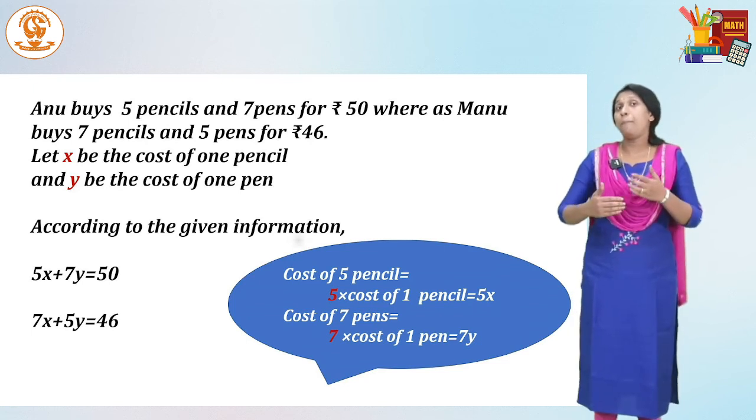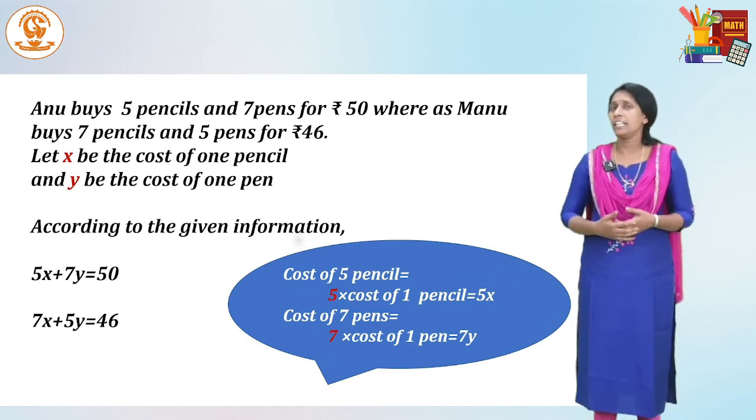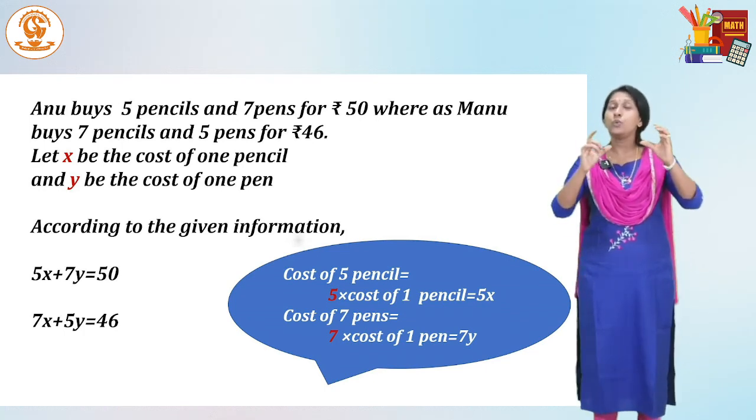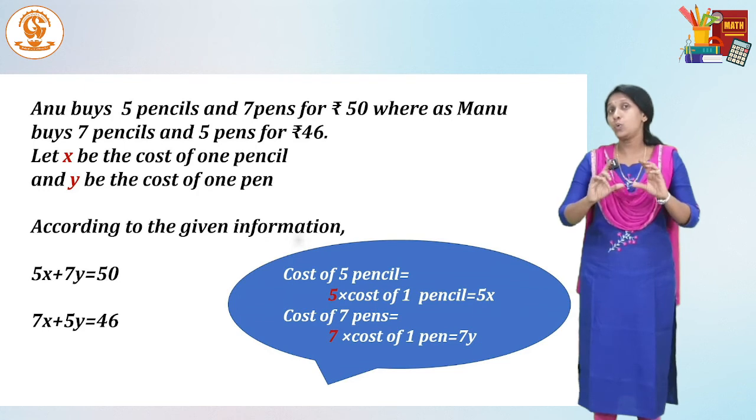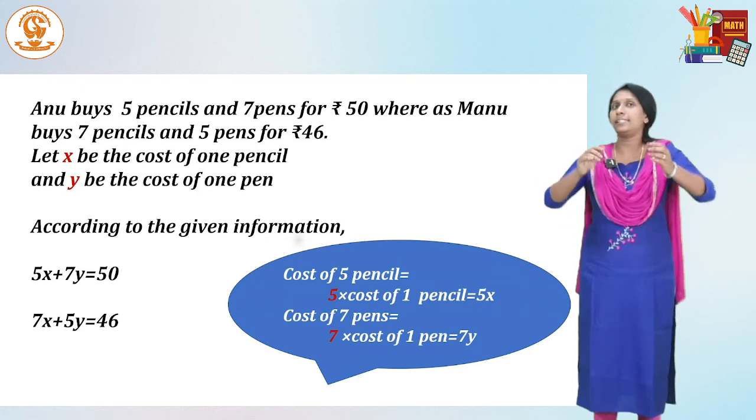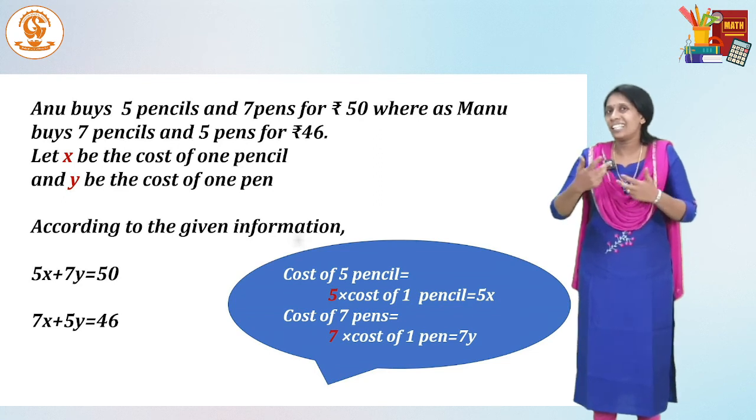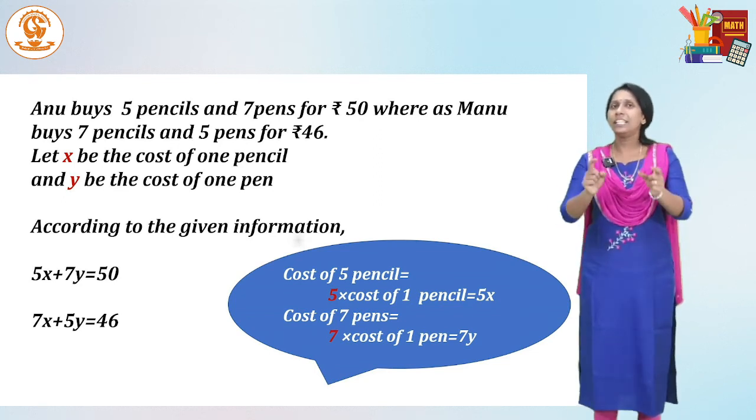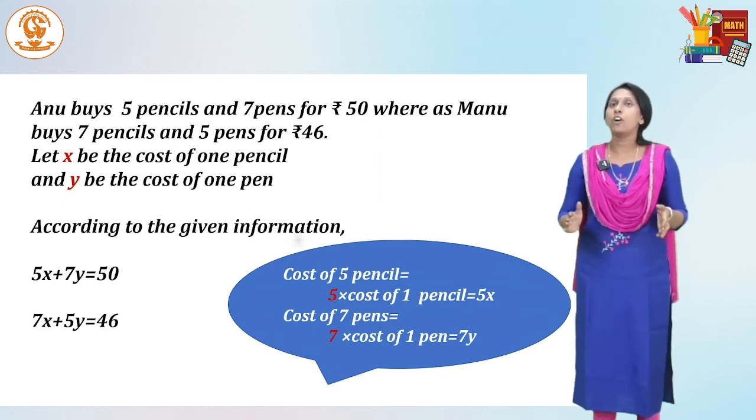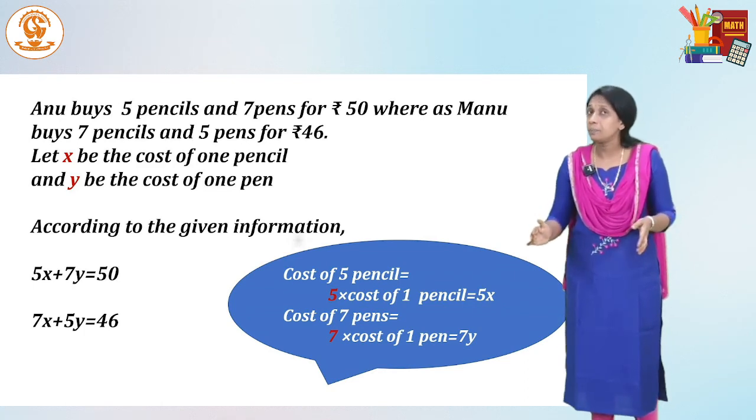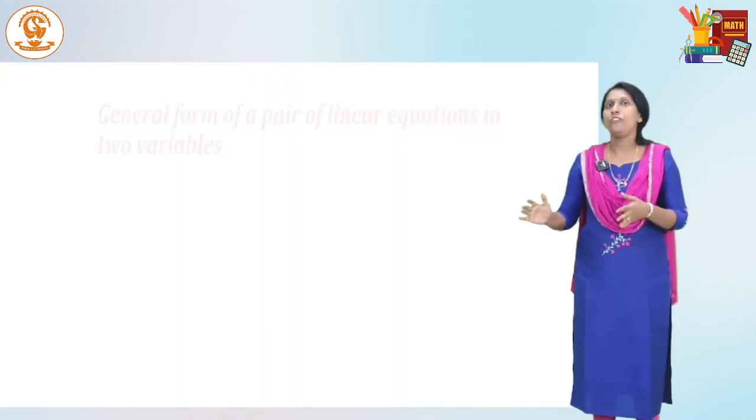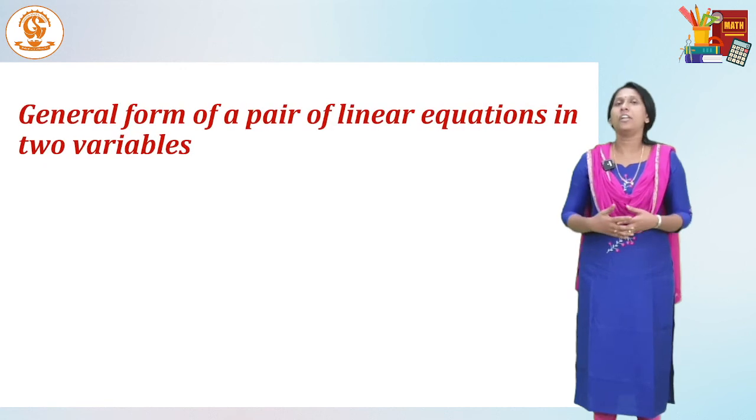Now what do we get here? We get a pair of equations, isn't it? Instead of one linear equation in two variables, here we got two linear equations in two variables, and the two variables are the same. Both the equations are in the same variable. So this constitutes a pair of linear equations in two variables. And what about the general form?